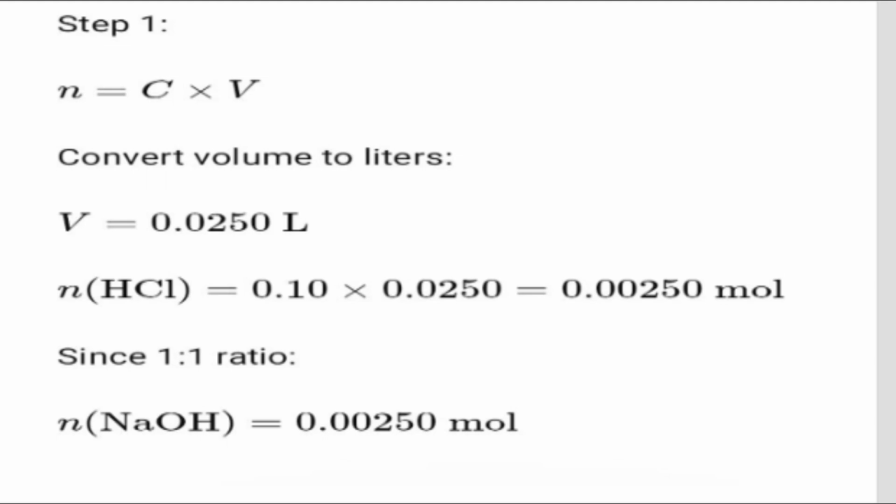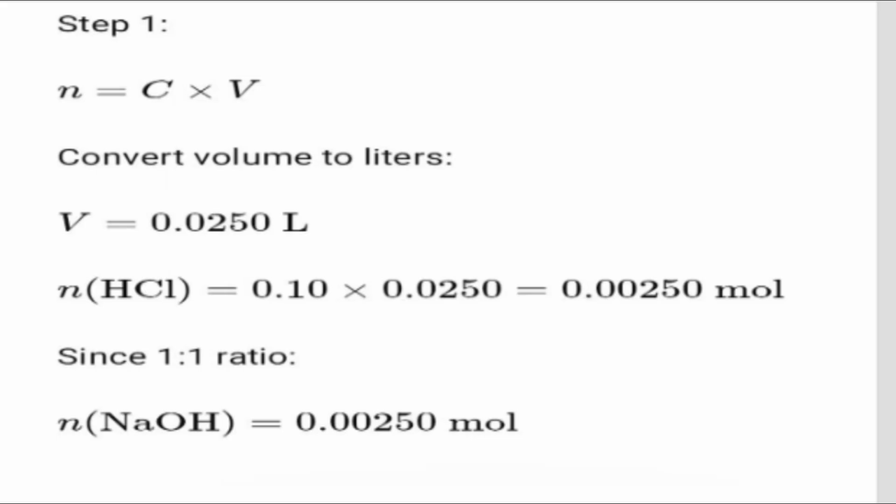Then we know the ratio is 1 to 1, because the number of moles of hydrogen ions should be equal to the number of moles of what? Hydroxide ions. So at the end of the day, the number of moles of sodium hydroxide is just going to be equal also to 0.0250 moles. So what have we done, guys?